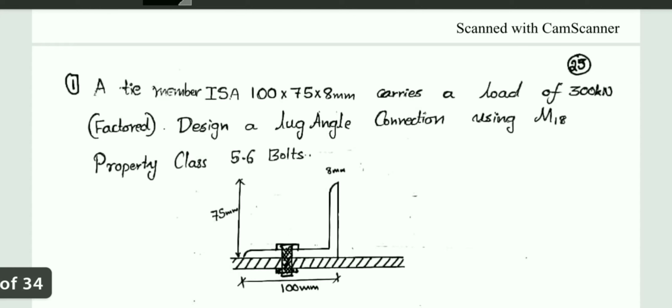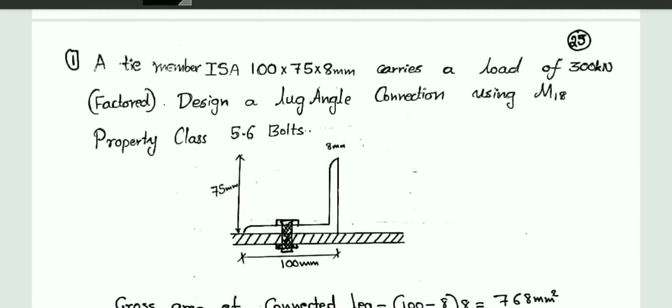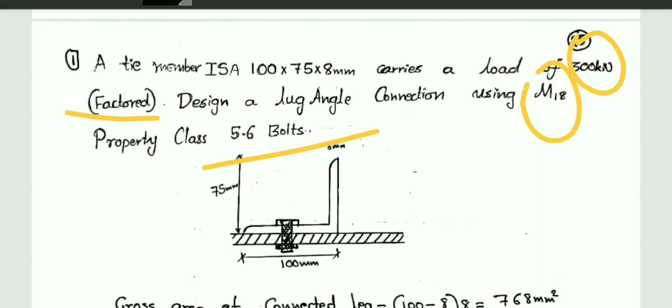A tie member ISA 100 x 75 x 8 mm carries a load of 300 kilonewton. The load has been given, and it is already factored. Design a lug angle connection using M18 bolts of property class 5.6.